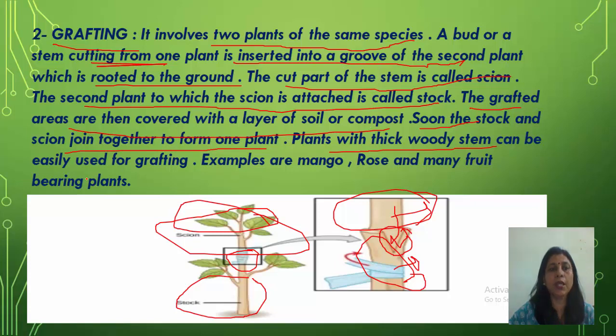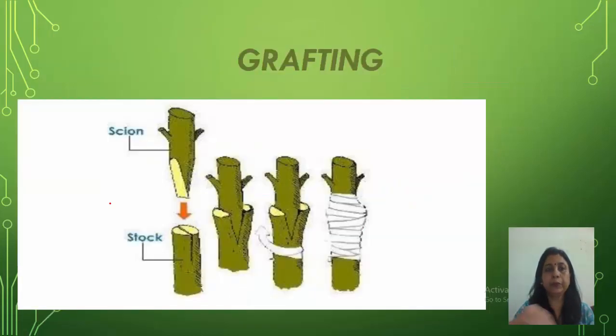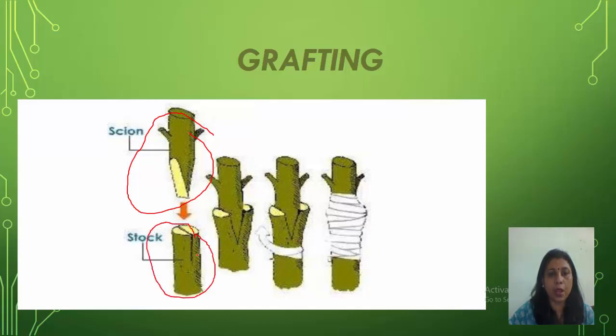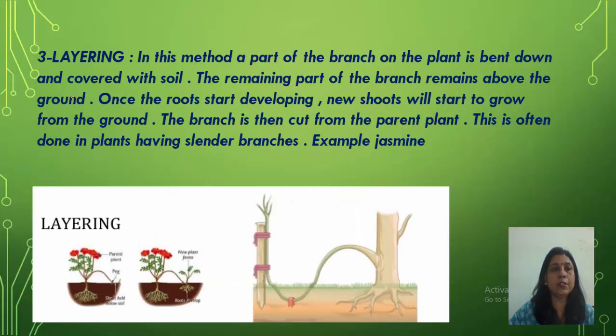Plants with thick woody stem can easily be used for grafting. Examples are mango, rose, and many fruit-bearing plants. Clear? You can see in this grafting, the upper portion is the scion, the base is stalk, and there is a groove in which this is inserted. Then compost and soil is there, and it is tied so that infection, because it is a cut part, it can get infection very easily. So this is tied and covered with a polythene bag so that infection may not take place. Now the next one is layering.